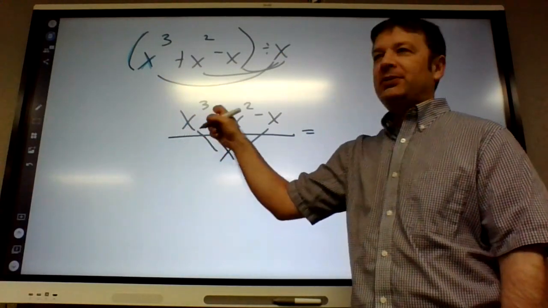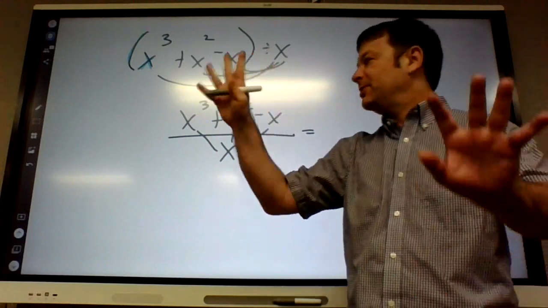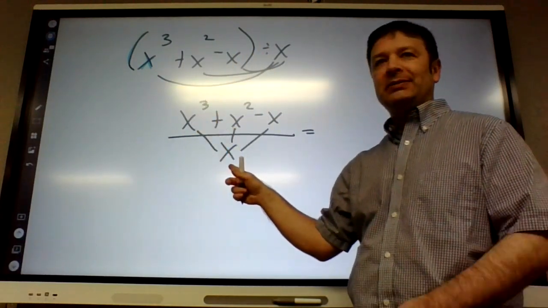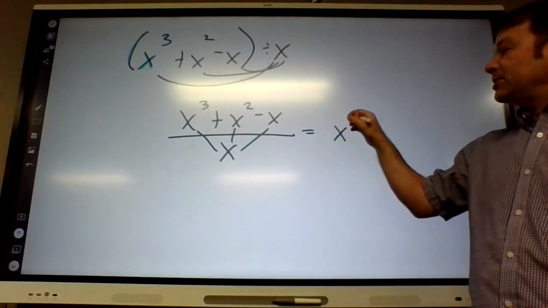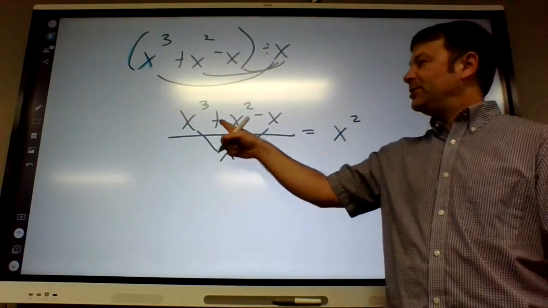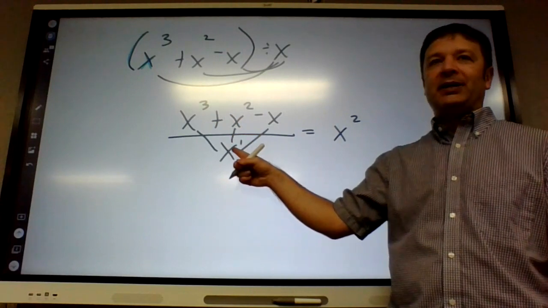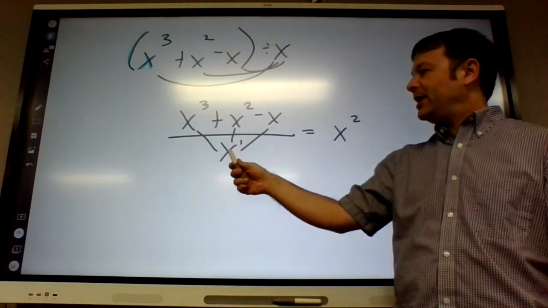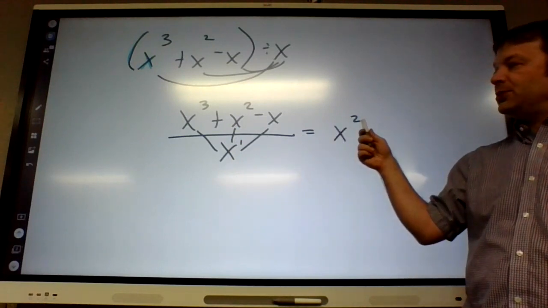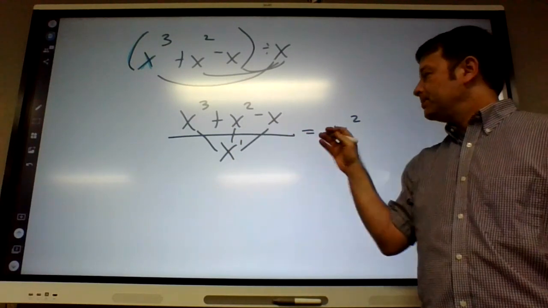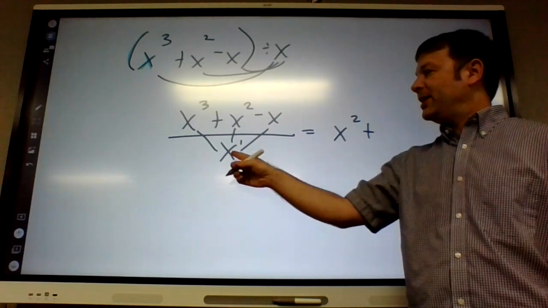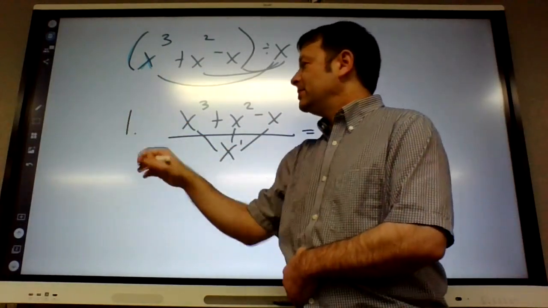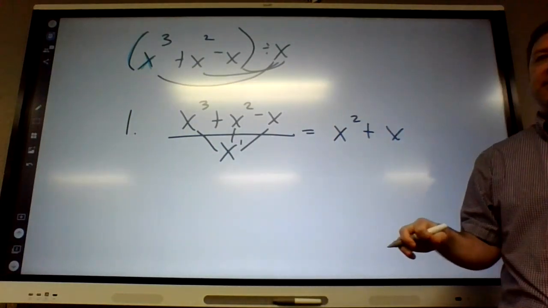So what's x? Where do we stop at? I'll just open this up to the crowd. What's x cubed divided by x? X squared. So remember, when it comes to division, you just subtract the exponents, right? So x cubed divided by x is x to the 2, x squared, plus x squared divided by x, x. This is number 1, by the way.